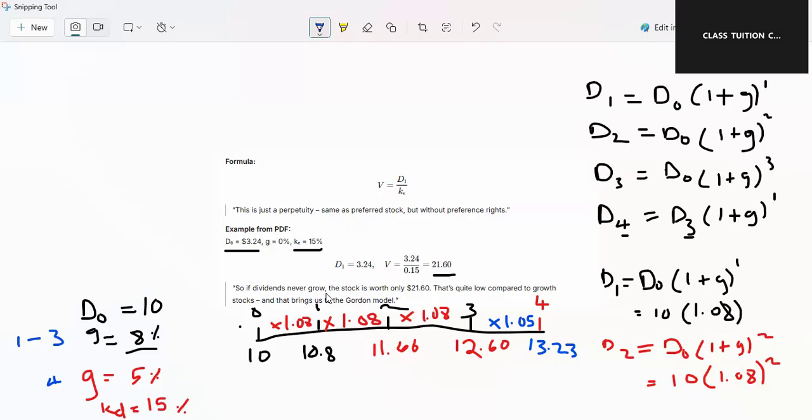Now, we want to know the value of stock today. So we need to discount these using what we call Gordon's model. I'll get to that later on. But for now, I just needed you to have this foresight of how to calculate our growth using the constant growth model, the dividend model.